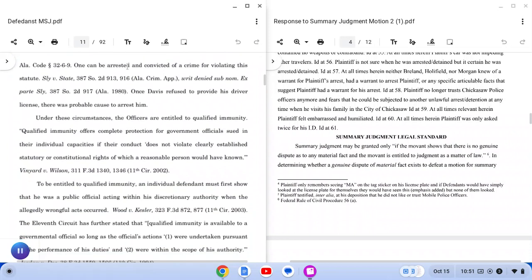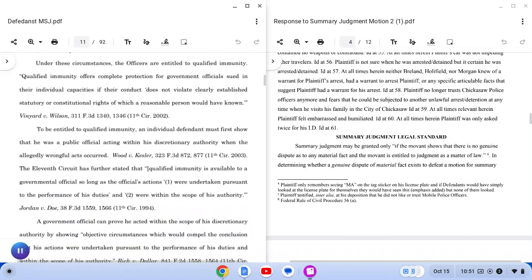One can be arrested and convicted of a crime for violating this statute. Notice they're talking about a statute, y'all. Once Davis refused to provide his driver's license, there was probable cause to arrest him. Under these circumstances, the officers are entitled to qualified immunity.